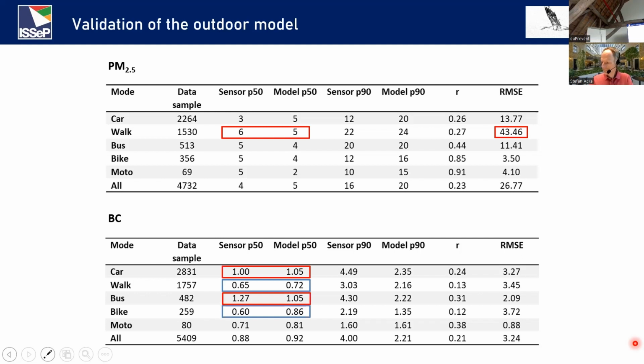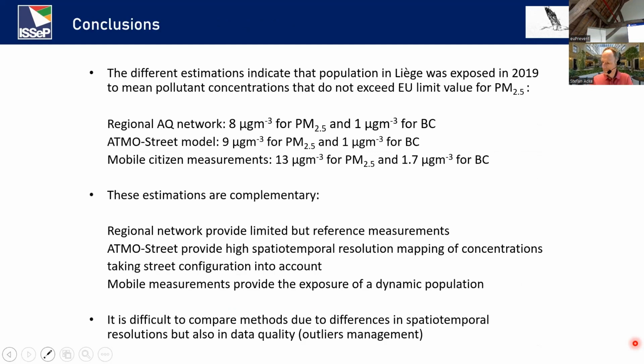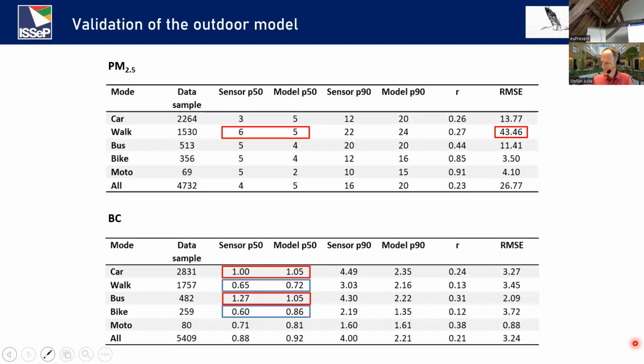And here it's to show that the model and the measurement agree that bikers and walkers are less exposed to black carbon than the bus commuter or the car driver. And you can also see that the correlation is better when we analyze the mode using only the road network. The correlation is less good, as I said, for the PM2.5. It's less good for the walker.